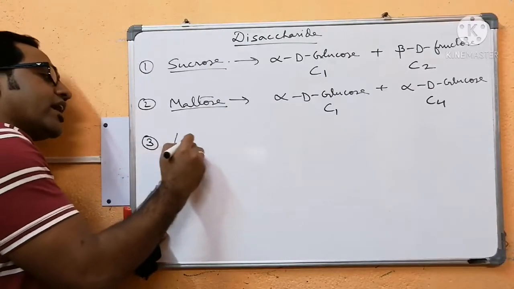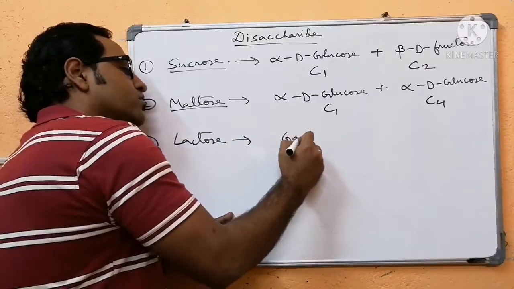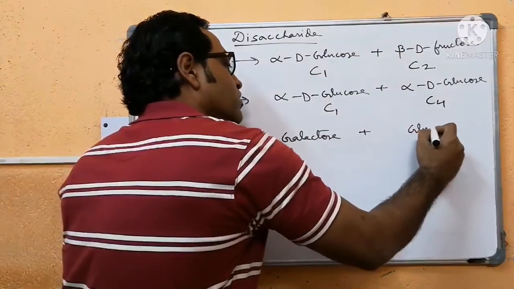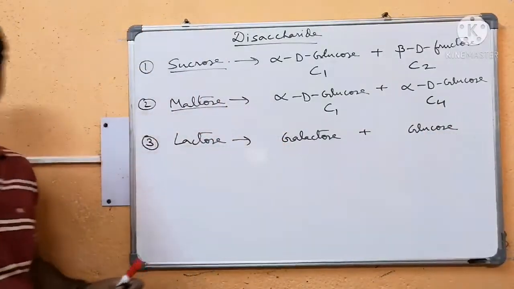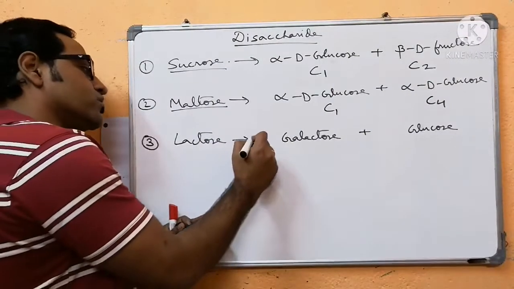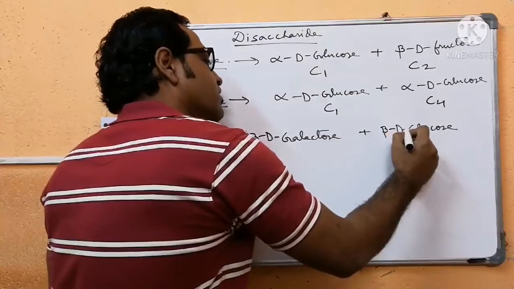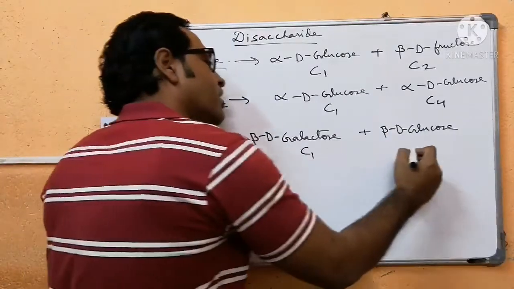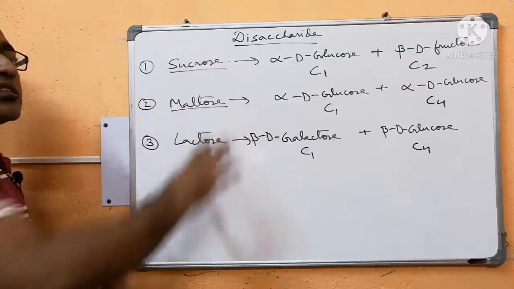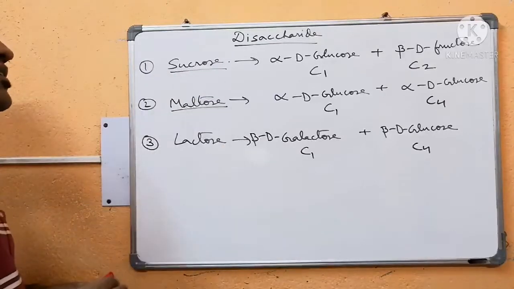The third one is lactose. Lactose is made up of galactose and glucose. It is beta D galactose and beta D glucose. Here it is C1 and C4. So in all this, you can go through the structure. I can also show you the structure of this.